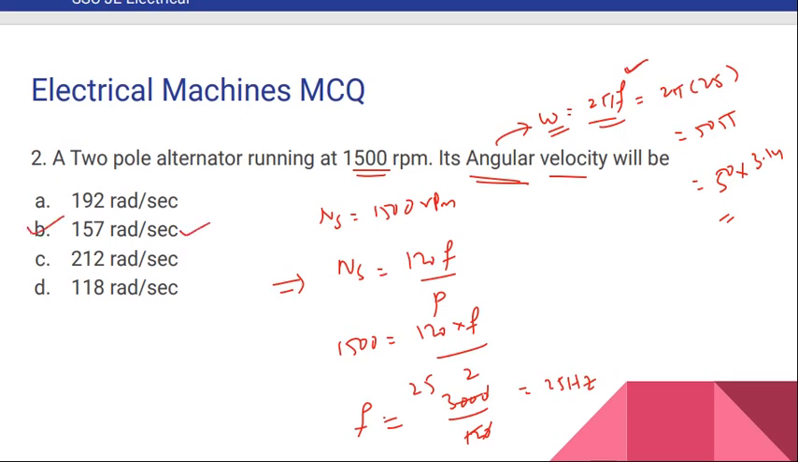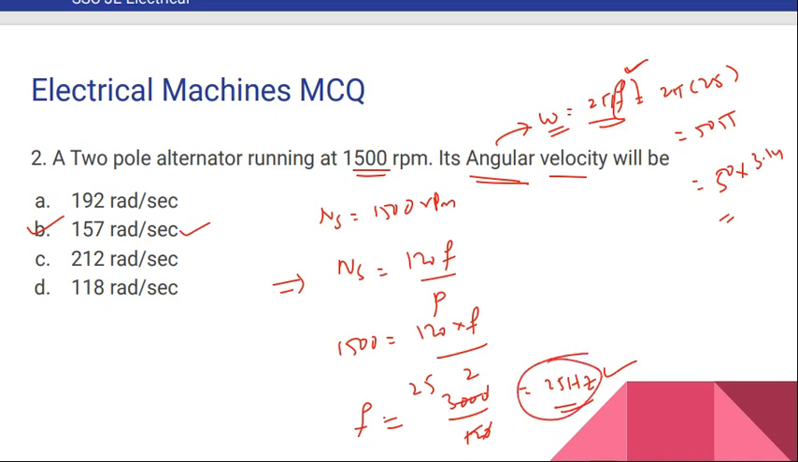Again I am repeating here. A two-pole alternator running at 1500 rpm, its angular velocity. The angular velocity formula is W equals 2 pi f. Here frequency is unknown. Frequency can be calculated using Ns equals 120 F by P. Speed given is 1500 rpm, 120 into frequency by 2 poles given. Simplify this, you will get 25 Hz.